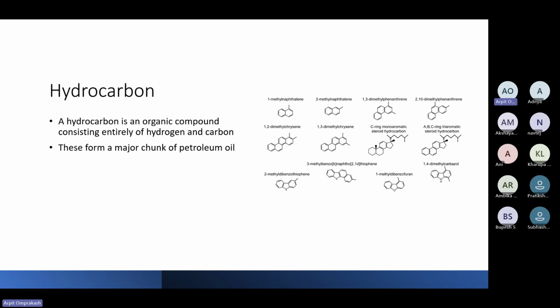So as we said, oils are basically hydrocarbons. So what are hydrocarbons? A hydrocarbon is an organic compound that consists entirely of hydrogen and carbon, and these form a major chunk of petroleum oil. So here we have some examples of hydrocarbons which are found in petroleum oil.